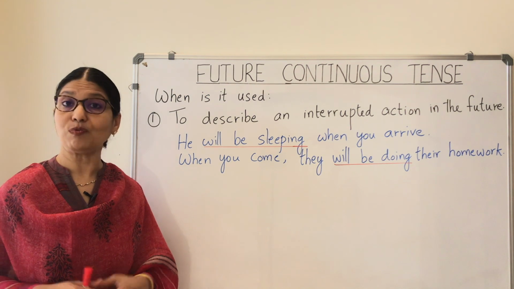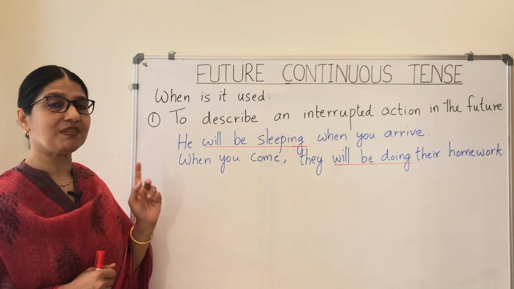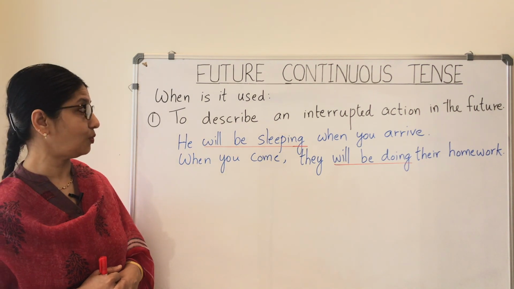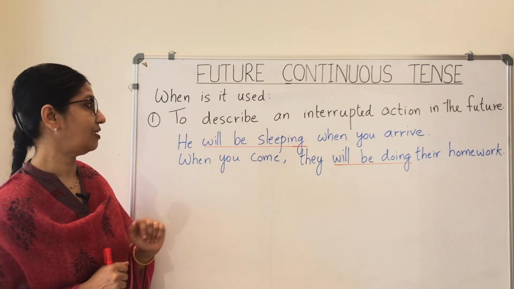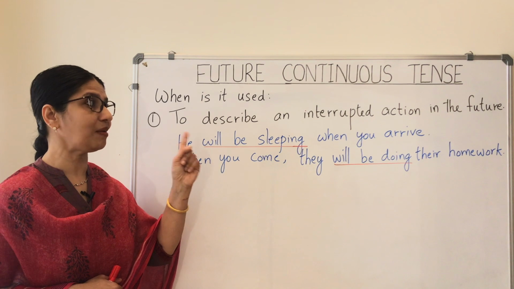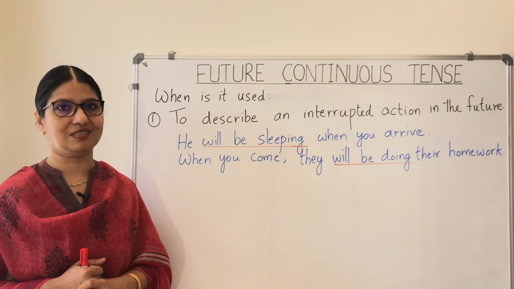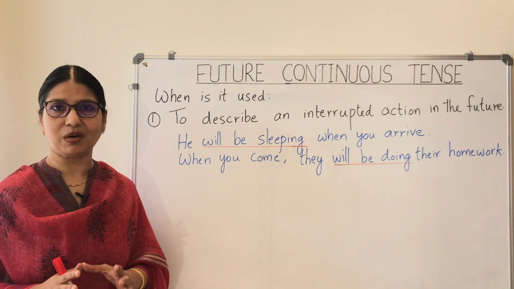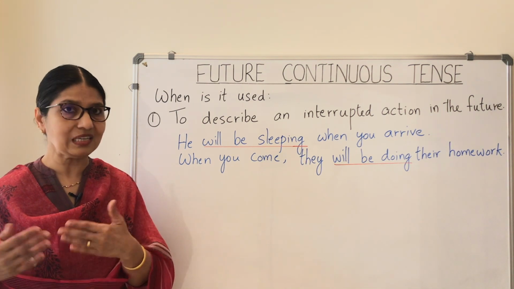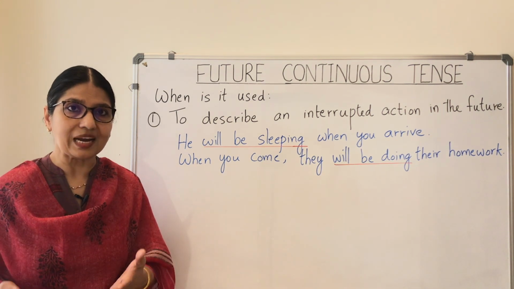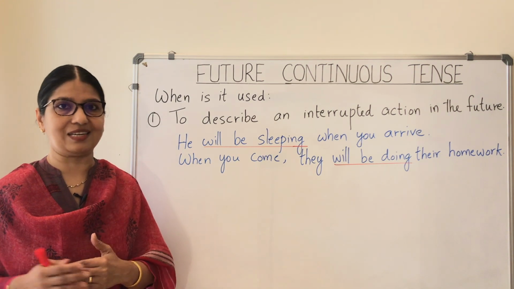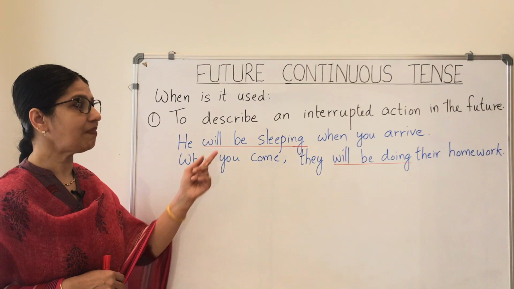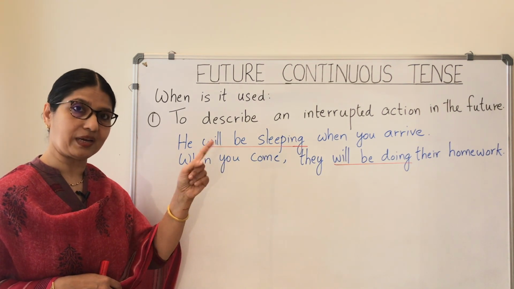Now let's find out in what situations we use the future continuous tense. Future continuous tense is used, number 1, to describe an interrupted action in the future. What does that mean? We use this tense to talk about a continuing action in the future that overlaps another shorter action. So explaining with the help of this example, he will be sleeping when you arrive.